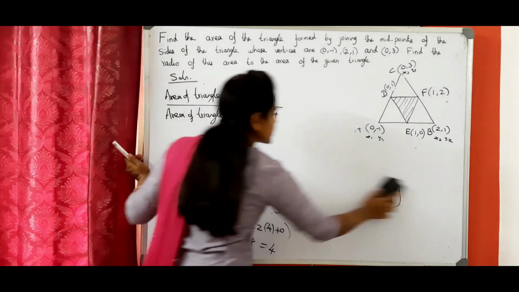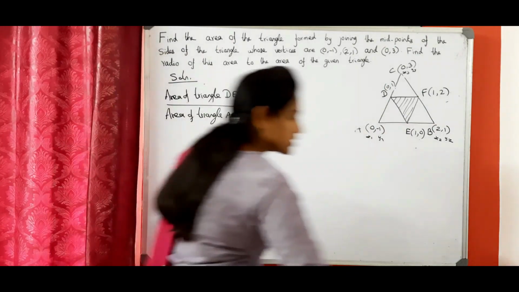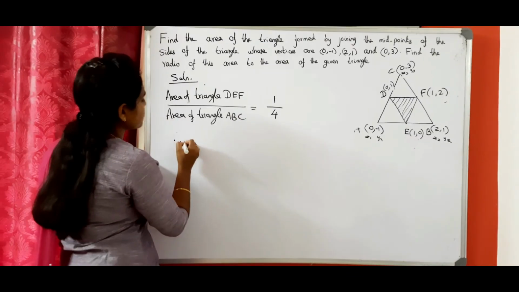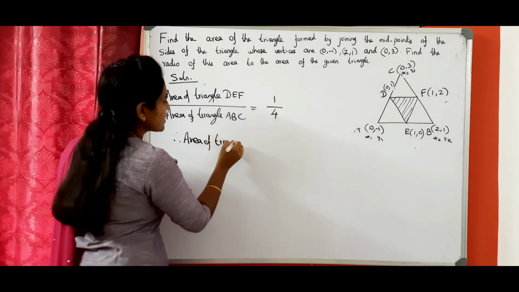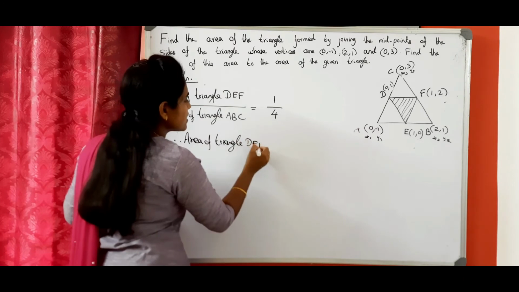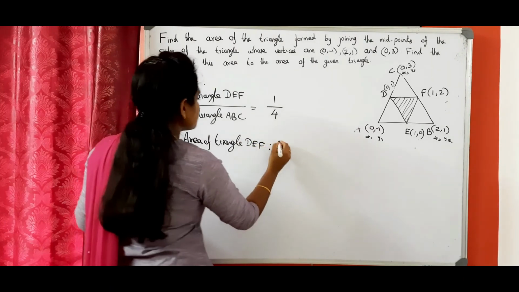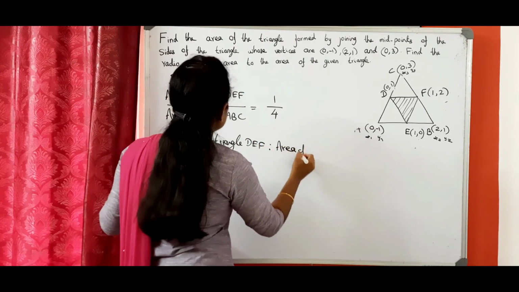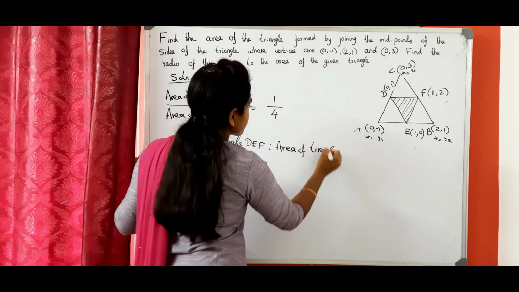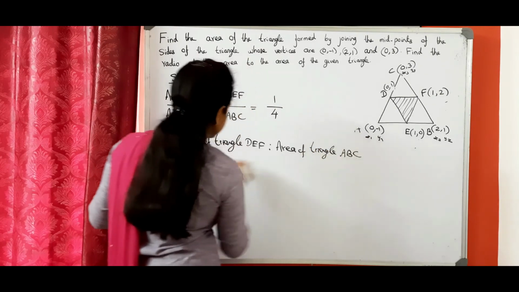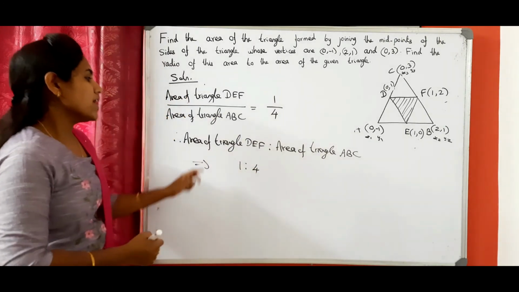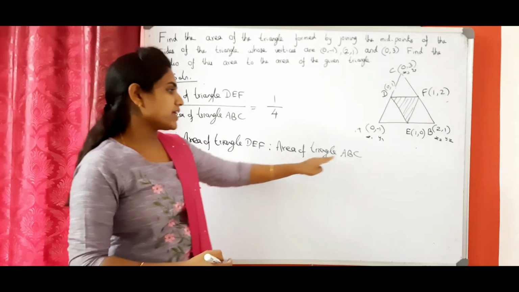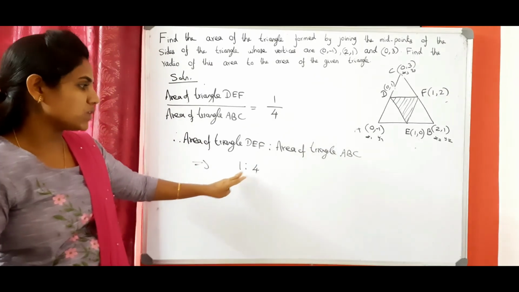Therefore, the ratio is, therefore, area of triangle DEF is to area of triangle ABC implies 1 is to 4. This is the ratio of the areas of triangle DEF and the given triangle. What is the ratio? 1 is to 4.